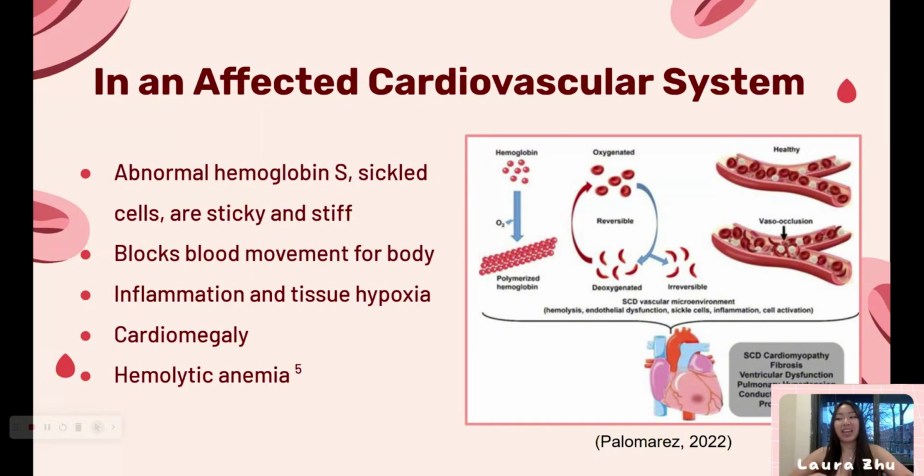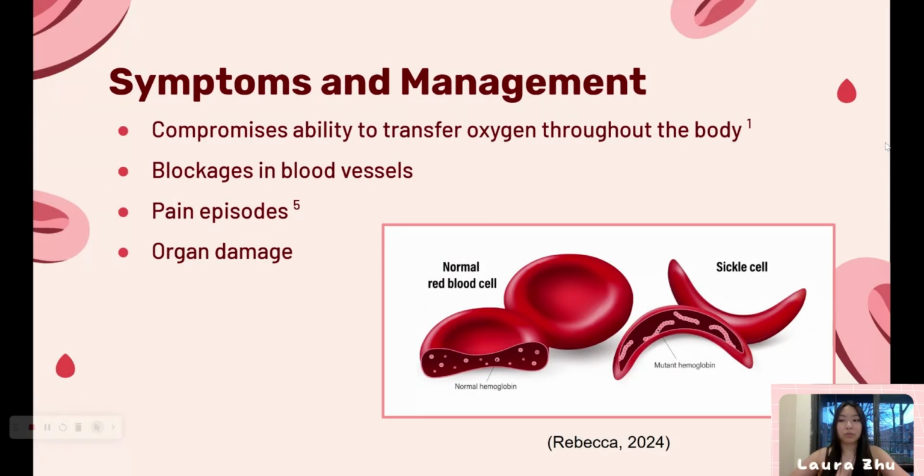hemolytic anemia. And what that means is that cardiomegaly is an enlarged heart where the heart and the blood vessels will pump harder and harder, but without oxygen, it doesn't really cause much of a change. And for anemia, sickle cells have a shorter lifespan than normal cells, so they will die and the body will have fewer red blood cells than it needs.